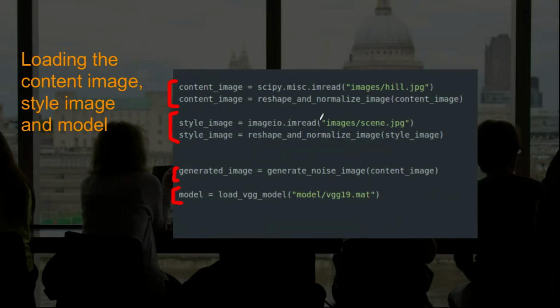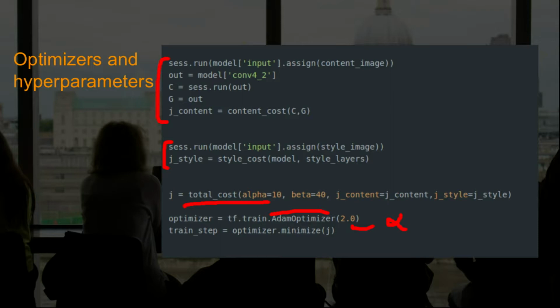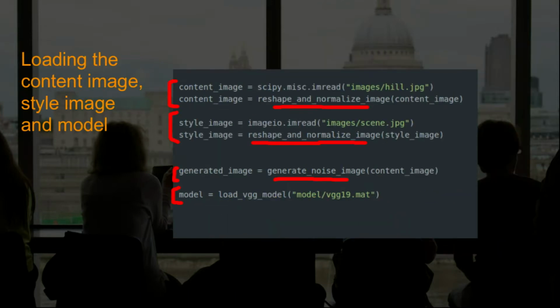By initializing the pixels of the generated image to be mostly noisy but still slightly correlated with the content image, this will help the content of the generated image more rapidly match the content of the content image. So this is how our generated image is going to look initially, and then we are going to load the VGG19 model. To get the program to compute the content cost, C and G are appropriate hidden layer activations.